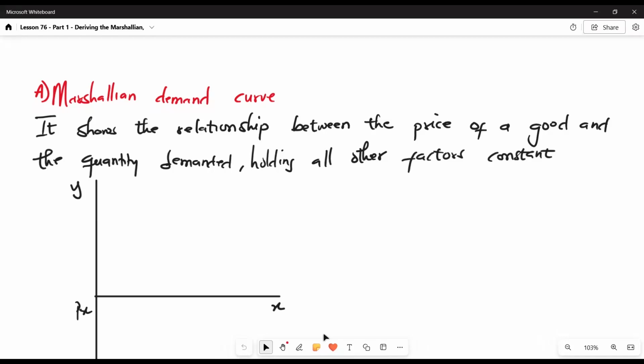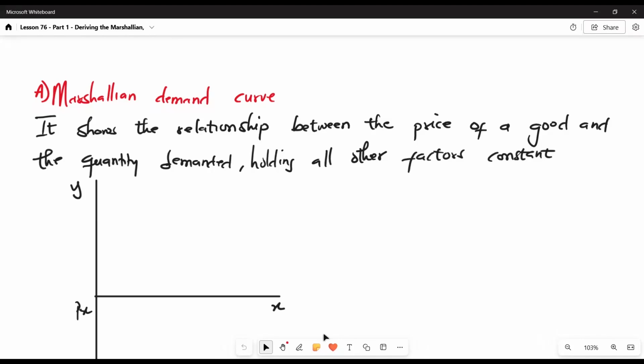Hi, welcome back. In our previous lesson, we looked at Hicksian versus Slutsky's decomposition of income and substitution effect. Today, we'll be moving on to deriving the Marshallian, Hicksian, and Slutsky demand curves.